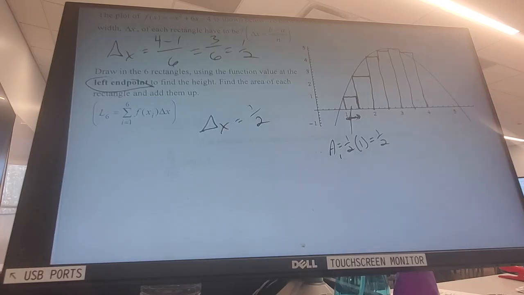Does everybody see that? Why am I using the left side? Because it told me to. The next problem down, you see it says right endpoint. Then I'll use the right endpoint to figure out how tall each one is. So if you plug in your calculator, put a 1 and 1/2 into the function. That's how tall it is. Multiply it by 1/2. That's the area. Do it. I'm even going to show you how to make your calculator give you the exact answer.